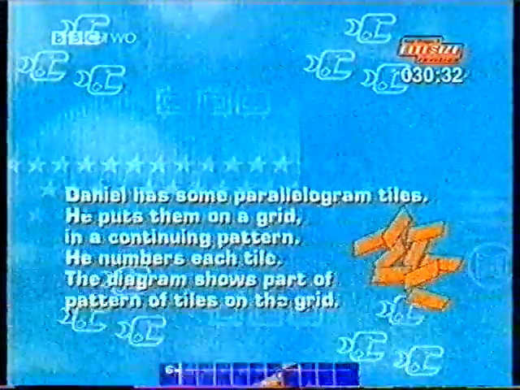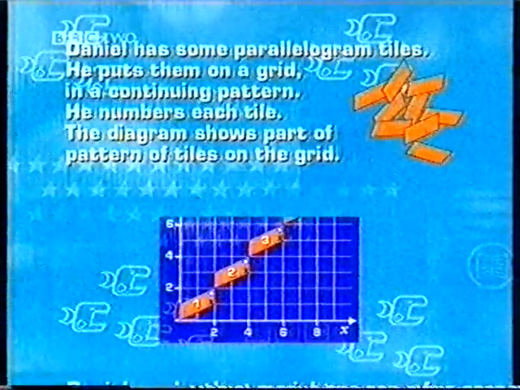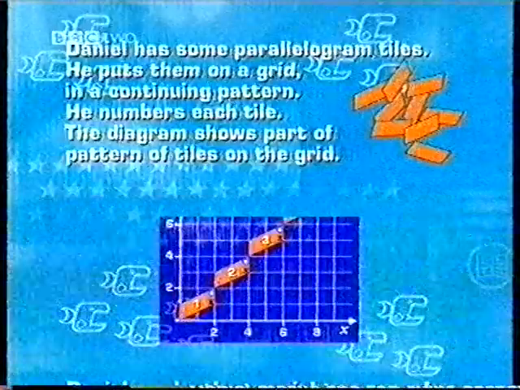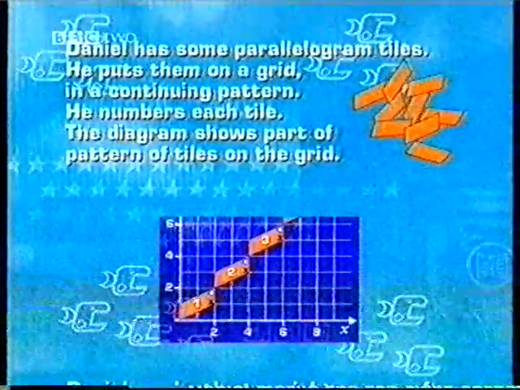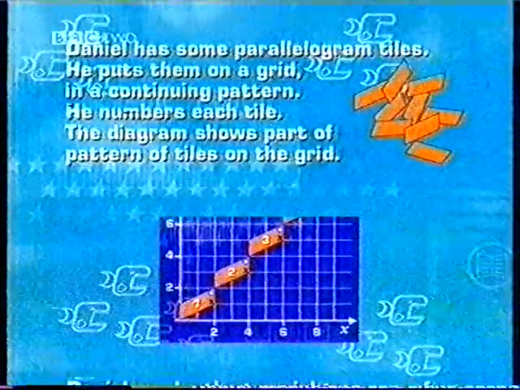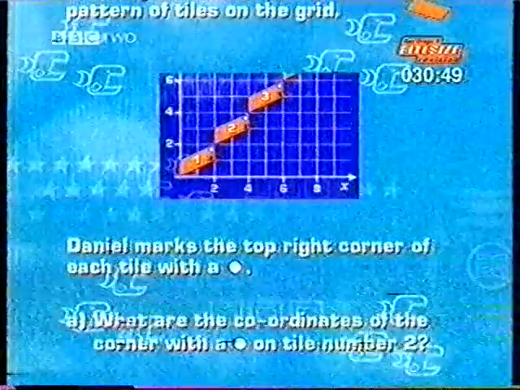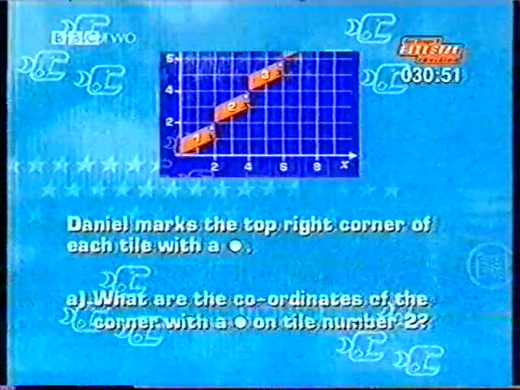OK, now for the answers. Let's go to the lead chief marker for Key Stage 3 Maths. This question is about coordinates, so I'll go through it step by step. The question says that Daniel has some parallelogram tiles and puts them on a grid in a continuing pattern. The diagram shows part of the pattern of tiles on the grid. Daniel marks the top right corner of each tile with a circle.